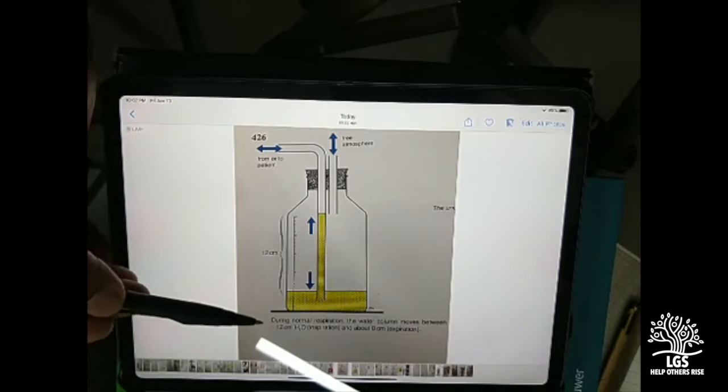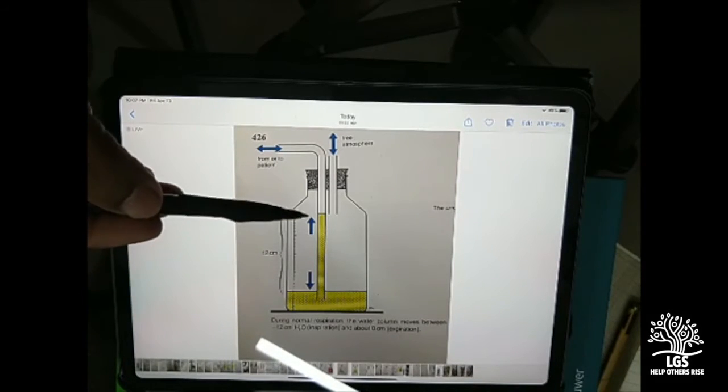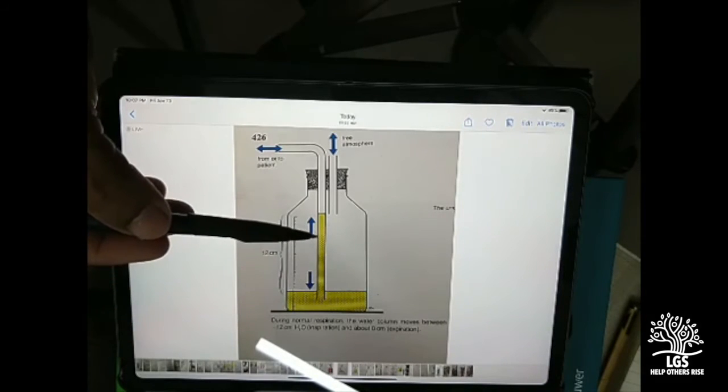This is the same bottle to highlight that during each inspiration and expiration, the range of movement can easily be 12 centimeters.